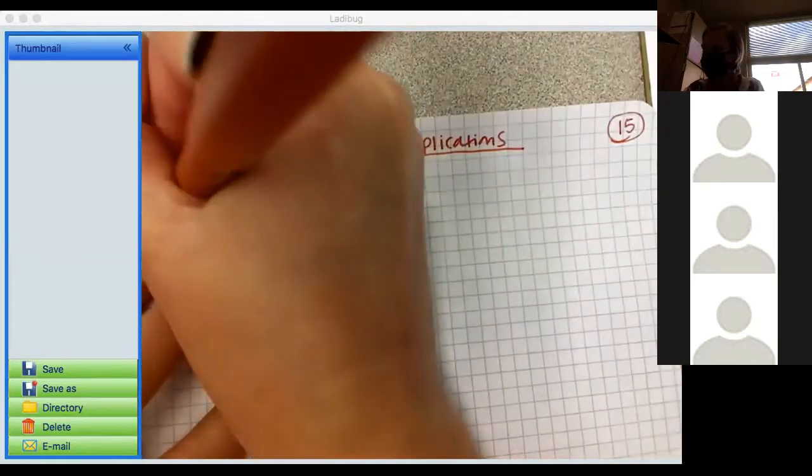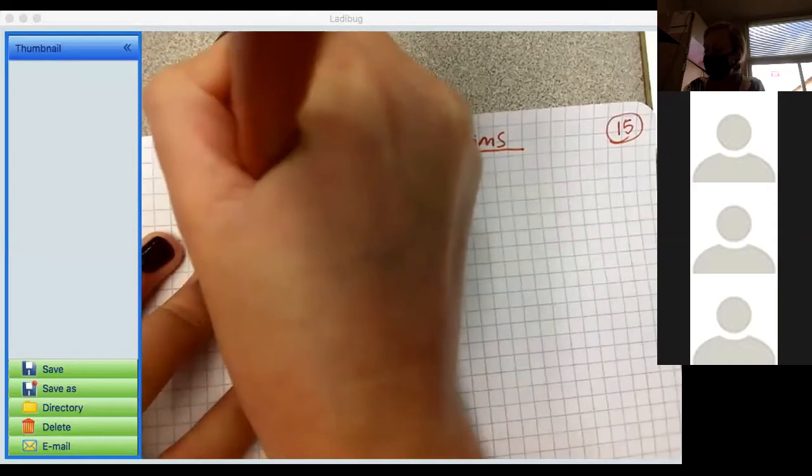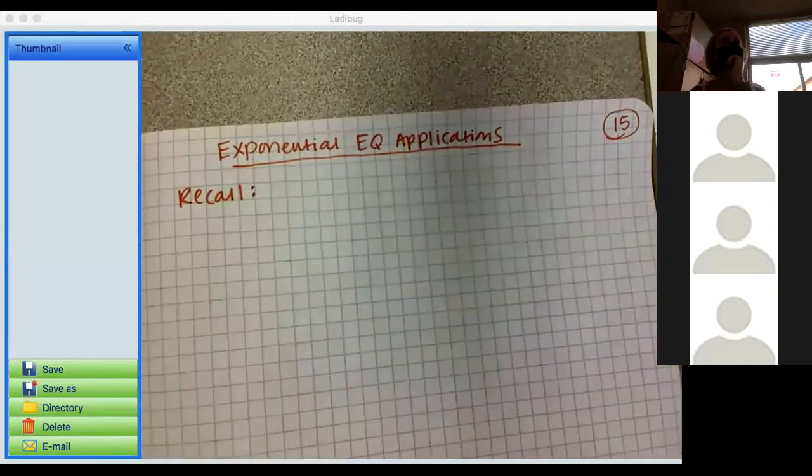All right, let's just review first. Anytime I put the word recall, that means like remember. This is something you should remember.